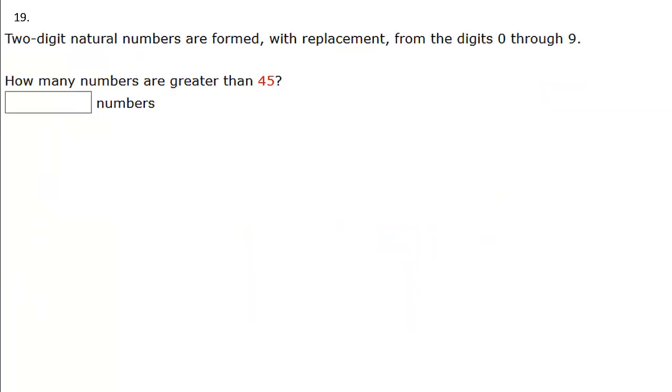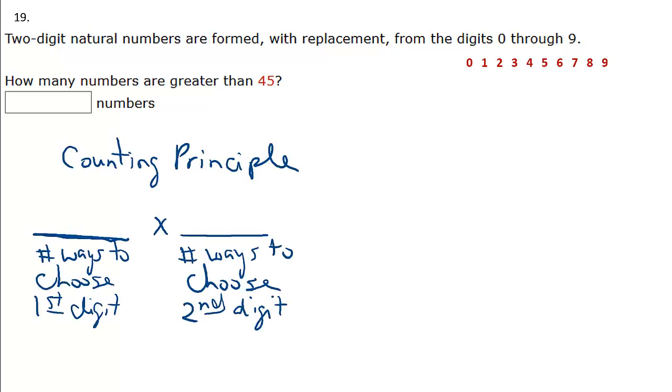Number 19. 2-digit natural numbers are formed with replacement from the digits 0 through 9. How many numbers are greater than 45? This is a little bit tricky because starting at 45 makes you have to think a little bit more. The digits are 0 through 9, and you want them to be 2-digit natural numbers.